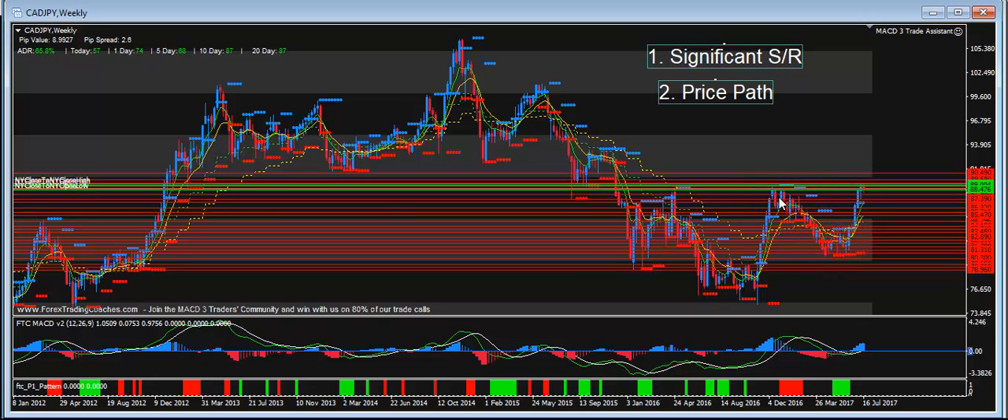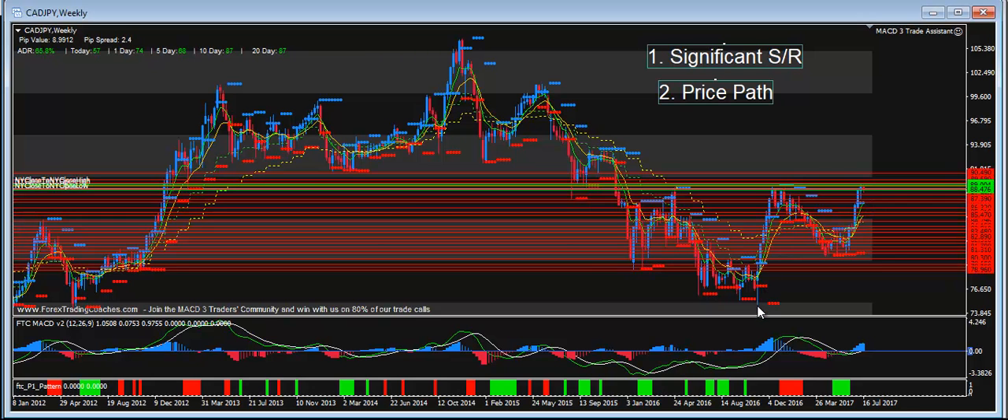Alternatively, if we do see this rejection here on the CAD yen around 8900 to 90, right in this region, then we will look for selling opportunities for sure down on our entry time frames, the 4-hour and below time frames. Okay, so that's a quick little mini tutorial on price path, but also a currency pair that you very much should pay attention to.